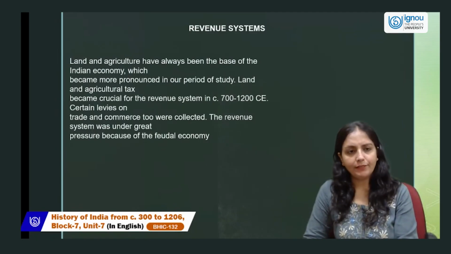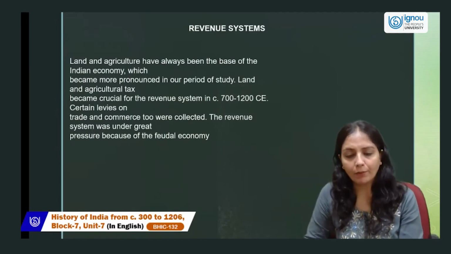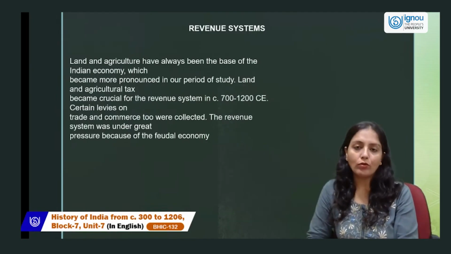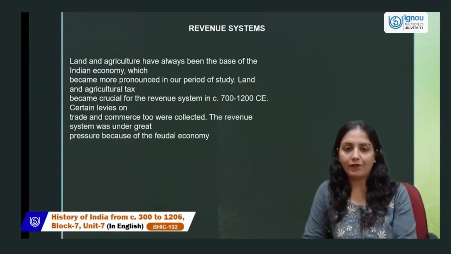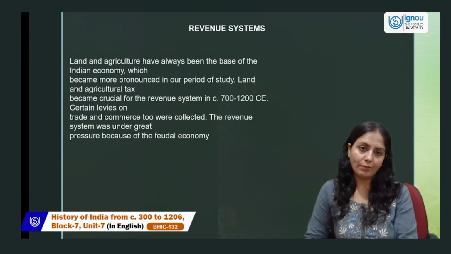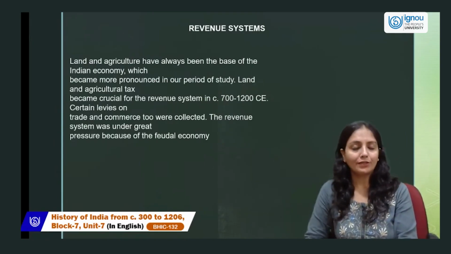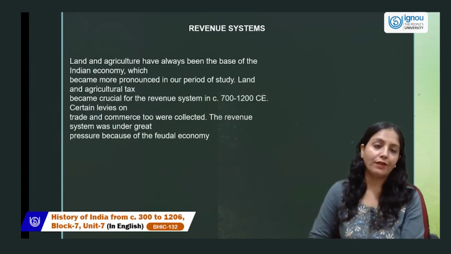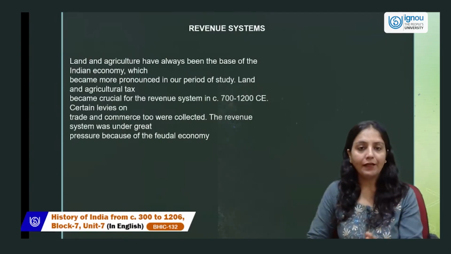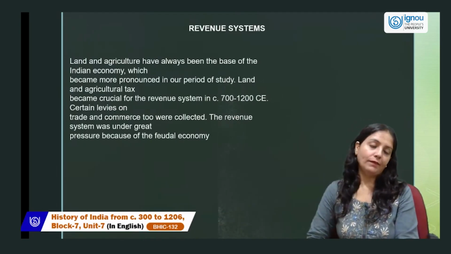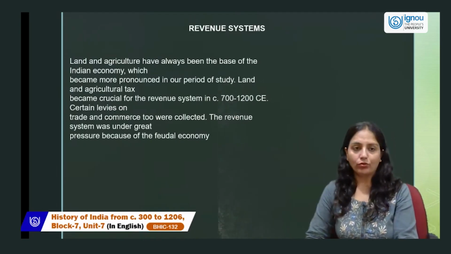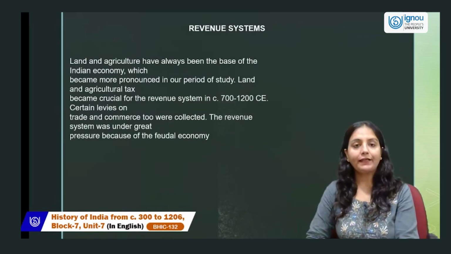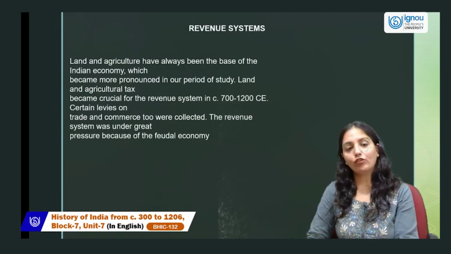What was the revenue system at that time? Because if we are talking about land and agriculture, then what is the most important thing? That is revenue. The revenue which was taken by the rulers and the revenue which was given by the people to the rulers. And in return for the revenue, the rulers gave shelter and protection to their people at that time. That was the main source. Land and agriculture have always been the base of the Indian economy.